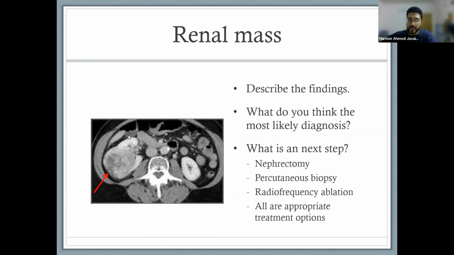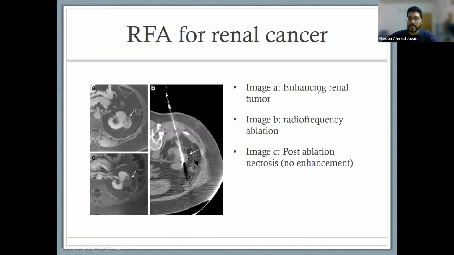So it depends on the location of the tumor, the size of the tumor, a lot of other studies, a lot of other parameters to know what is the next best step. So the doctor over here wrote it for you already. All are appropriate treatment options, okay? Could be a nephrectomy, which basically means that they remove the whole kidney. Could be a percutaneous biopsy, so they just go in through the skin and take a biopsy to make sure if it is cancerous or not. Could be radiofrequency ablation, okay? And I think this is what they're going to focus on.